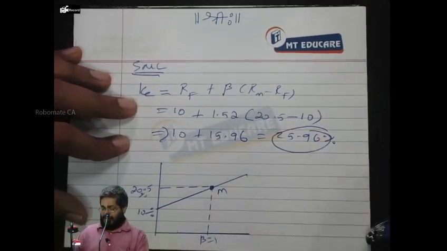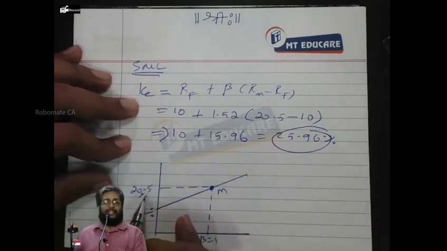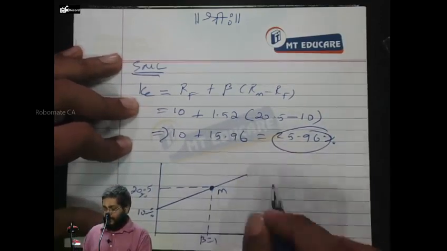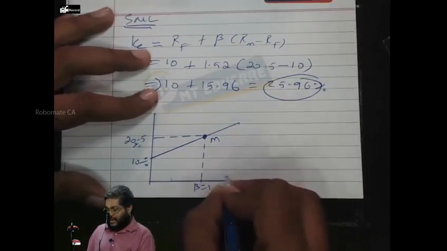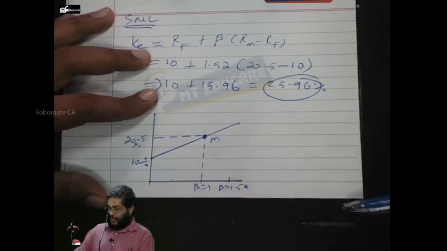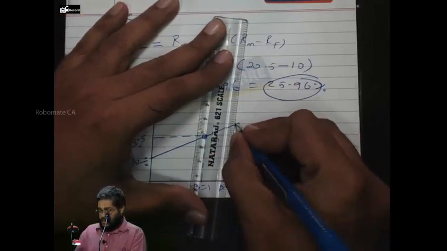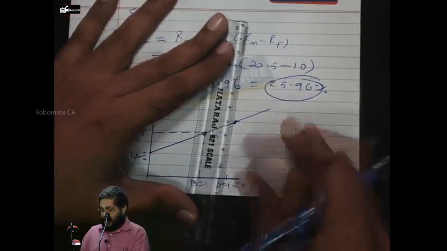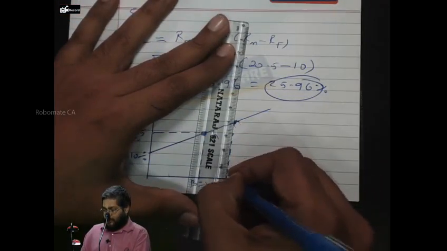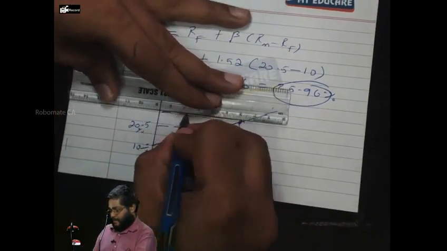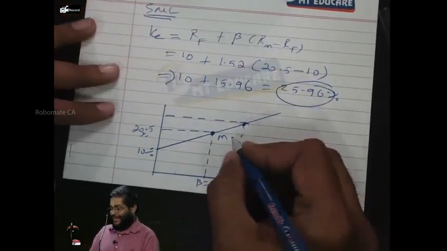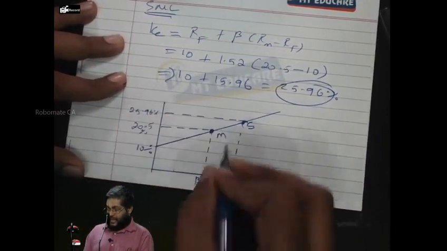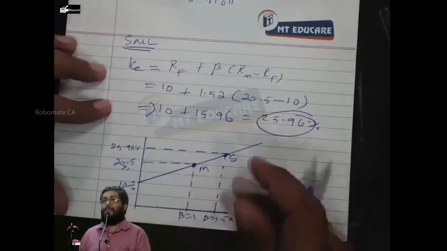Now, what the SML says is, for a beta of 1, you want a return of 20.5%. For my security, based on the relationship, we found the beta to be 1.52. So beta is equal to 1.52, and the return should be somewhere here. This should be the equilibrium return for a beta of 1.52. Everybody, are you following or not? No side comments. Now, this is for the security. It should give a return of 25.96 for a beta of 1.52. Everybody understood or not?